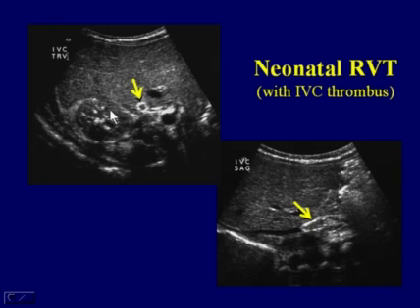This can also be seen by ultrasound here. Here's the liver, transverse view, right kidney, these small punctate calcifications, and in addition, a calcification that had propagated into the IVC that you're seeing transversely here, the so-called bullet calcification of the IVC, in the same patient.